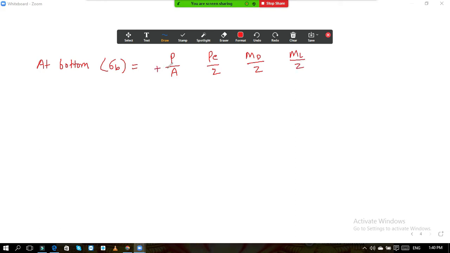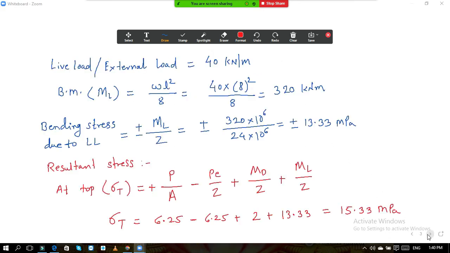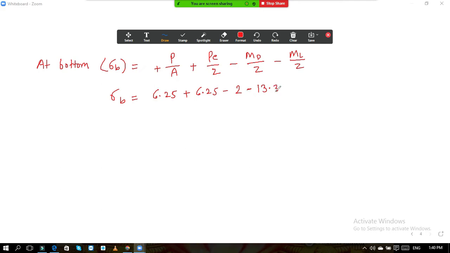This is always plus. Now this stress due to eccentricity is plus. Okay, this will be minus. This is also minus. So now if we calculate this, sigma B is equal to 6.25 plus 6.25 minus 2 minus 13.33. So solve it now, let me know the answer. Minus 2.83. So the answer is minus 2.83 Newton per mm square.